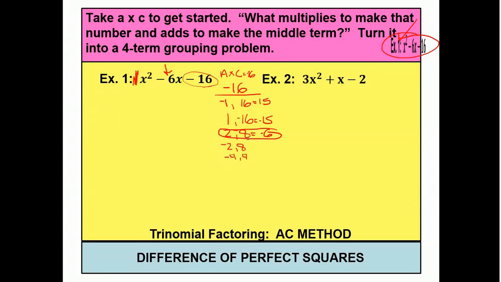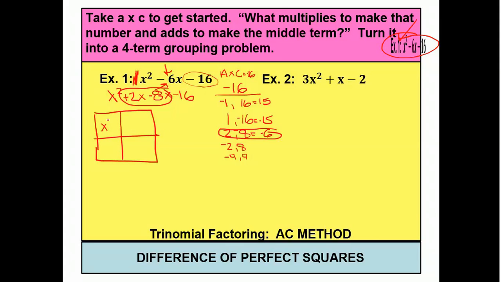So 2 and negative 8. Instead of writing it as negative 6x, I can actually write this as 2x minus 8x minus 16. So these two things together make a negative 6. So I'm just basically rewriting and finagling the negative 6 to become 2 and negative 8. Then I can fit it into my box that we like so well. So let me do my box.